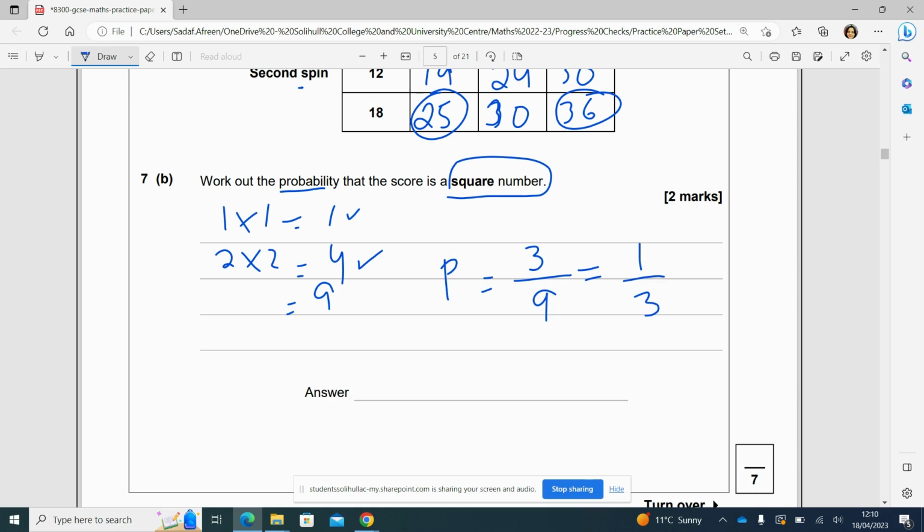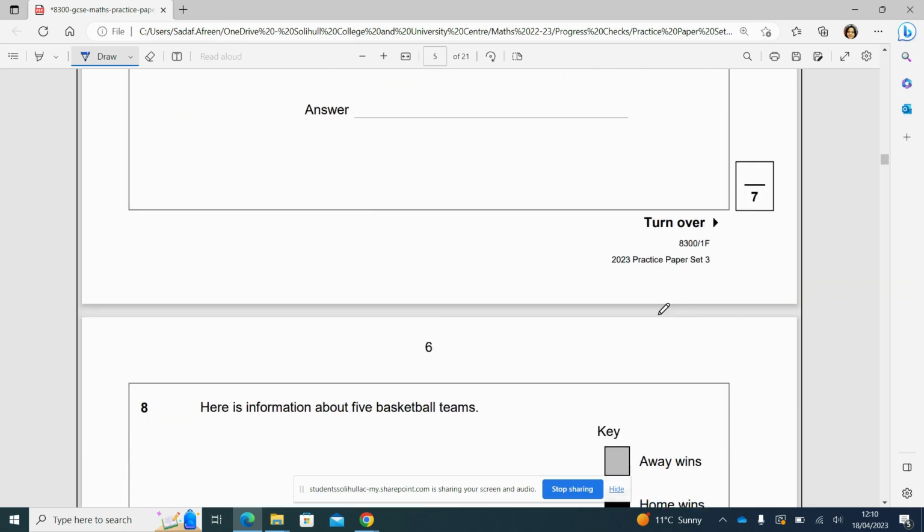Okay, just remember the probability you always give as a fraction unless they ask you otherwise, or it depends on the question. Sometimes the question gives you probability in decimal, then you will answer in decimal. Otherwise, generally you always write probability as a fraction.